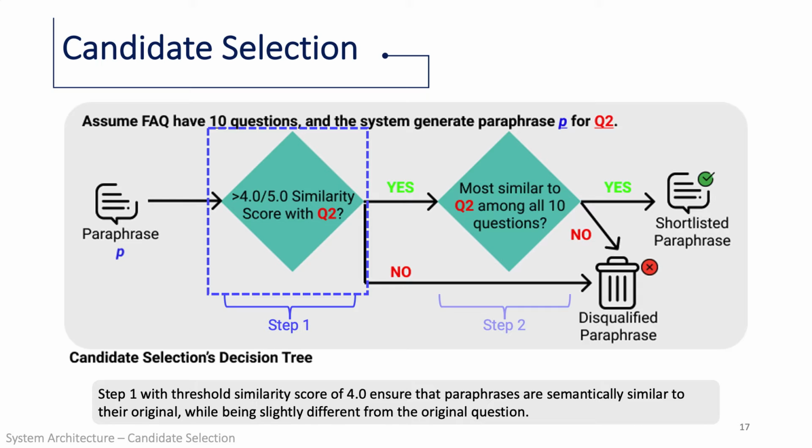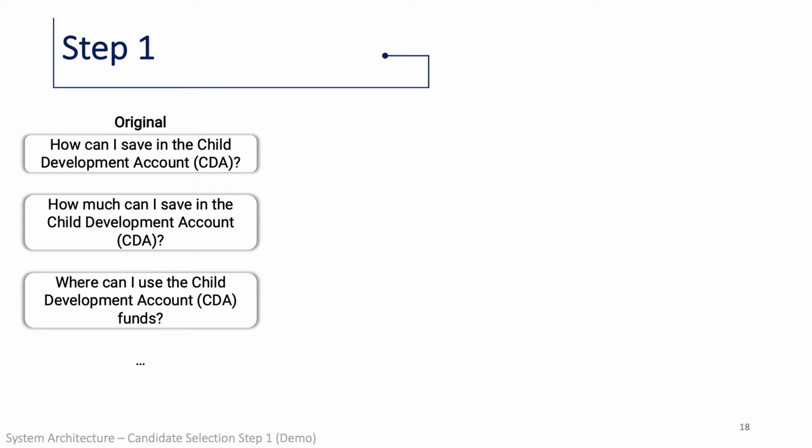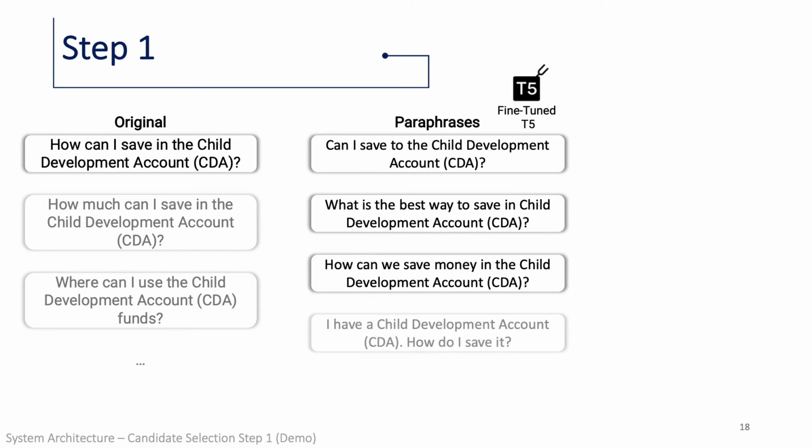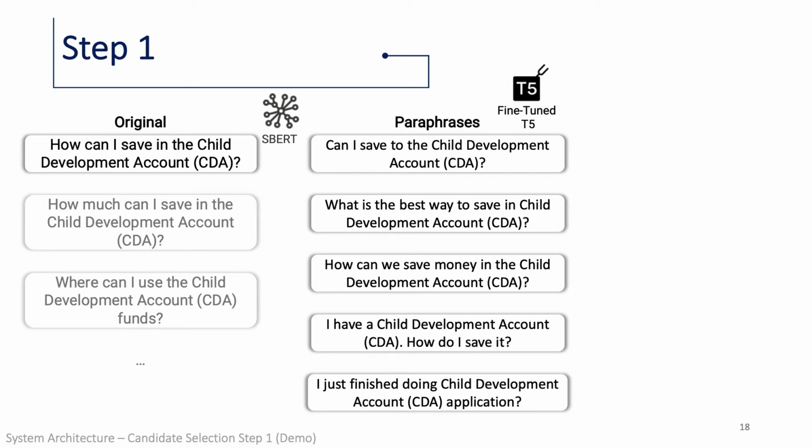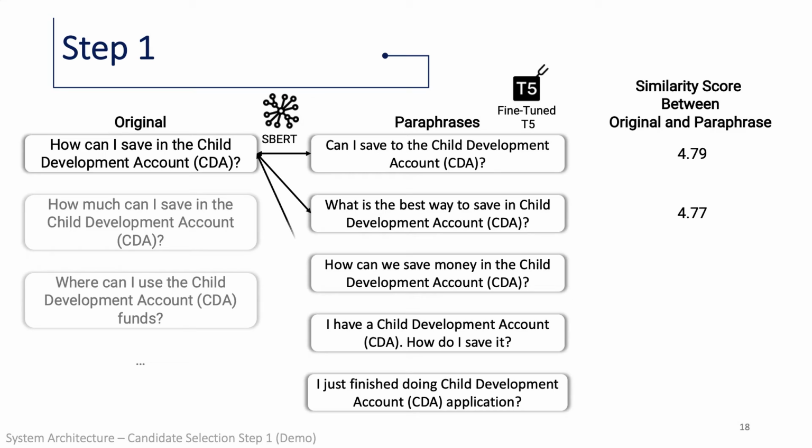We will now look at a demonstration of step 1. For the demonstration of step 1, we use 3 original questions from the FAQ, where the first one is used to generate paraphrases with my fine-tuned model. These are the paraphrases generated by my T5 model. We will then load a clean expert model to determine the score between the original and its paraphrase.